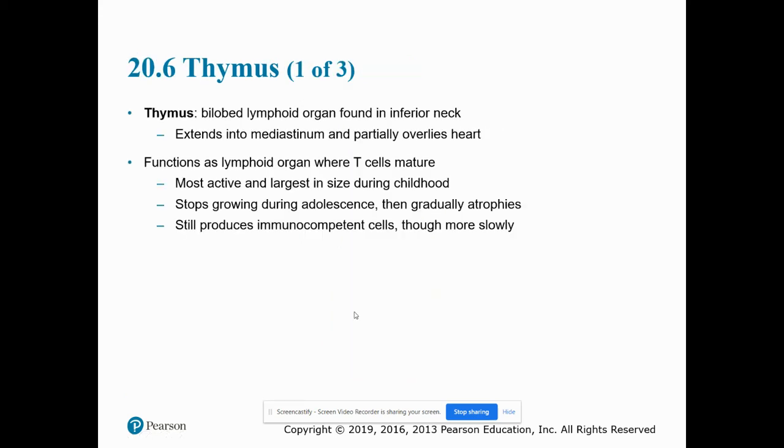And then we have the thymus. The thymus is a bilobed lymphoid organ found in the inferior neck. It extends to the mediastinum and partially overlies the heart. It functions as a lymphoid organ where T cells mature. It is most active and largest during childhood, stops growing during adolescence, and eventually atrophies, which means kind of wasting away. It still produces immunocompetent cells, just more slowly.